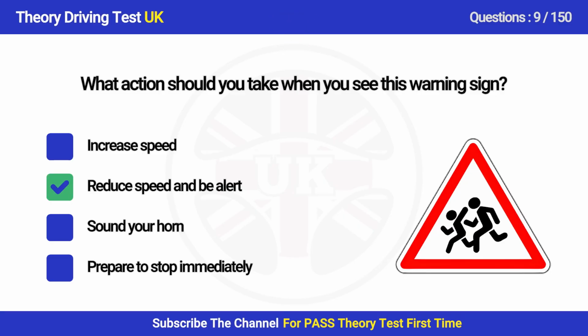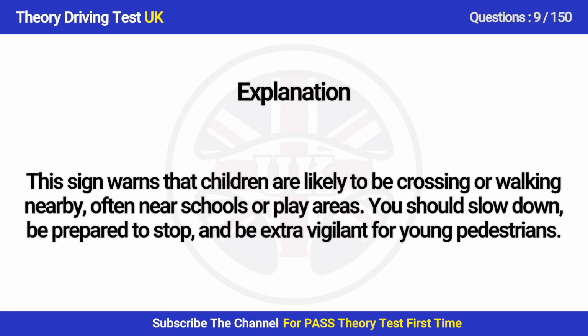Answer is B. Reduce speed and be alert. This sign warns that children are likely to be crossing or walking nearby, often near schools or play areas. You should slow down, be prepared to stop, and be extra vigilant for young pedestrians.